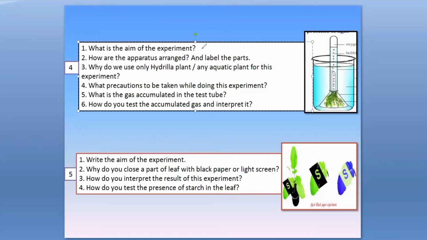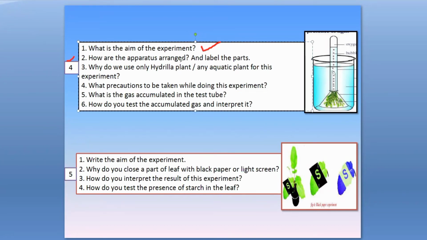So now the fourth one. The fourth activity is diagram based questions. The first question is, what is the aim of this experiment? The main aim of this experiment is, how can we prove that oxygen is liberated during photosynthesis?